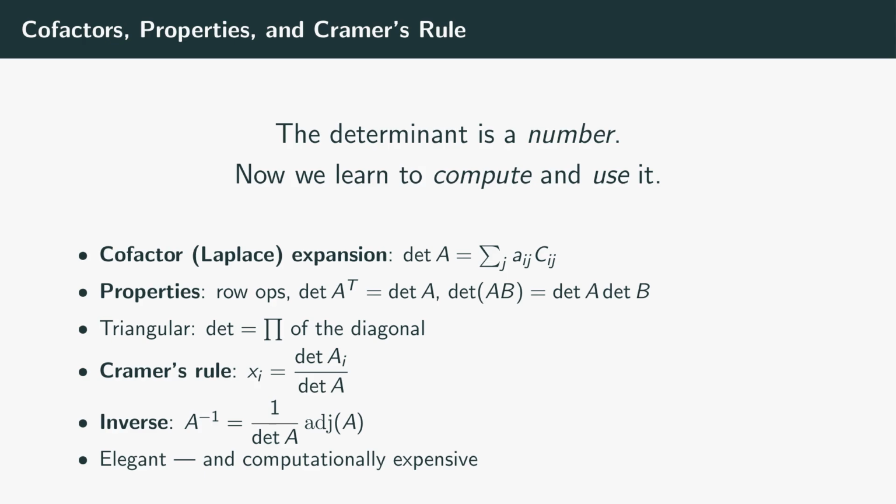Welcome back. Last episode, the determinant arrived as a signed volume, one number that tells you how a matrix scales space and whether it flips orientation. Today we make that number do work.